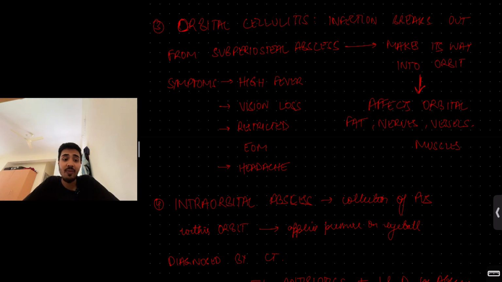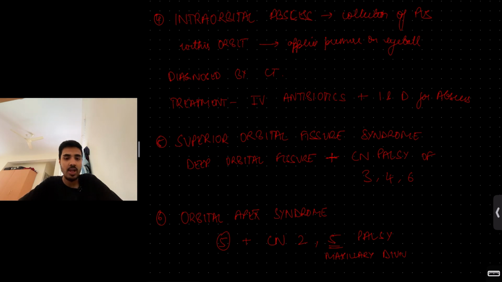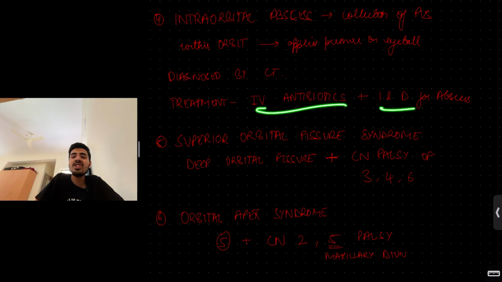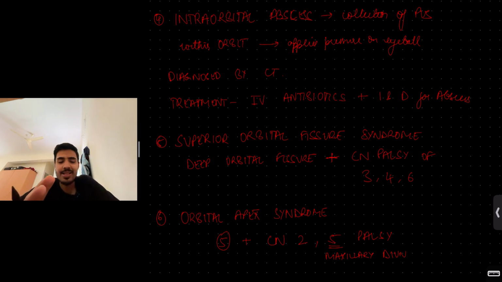Now, because of orbital cellulitis, there will be pus collection within the orbit as well. So that is intraorbital abscess. This intraorbital abscess can also apply pressure on the eyeball. And how will you get to know there is an abscess? Through a CT scan. Treatment for intraorbital abscess is IV antibiotics and incision and drainage. You can just incise and drain the abscess, and give antibiotics, hoping that the infection subsides.